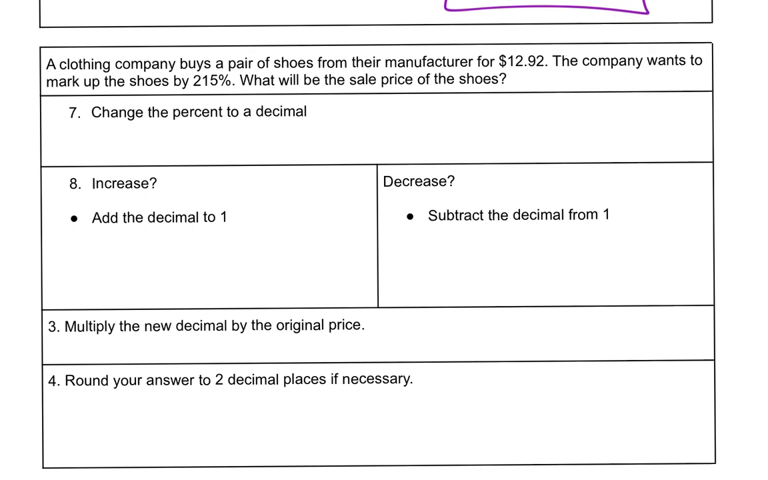All right, last one. A clothing company buys a pair of shoes from their manufacturer for $12.92. The company wants to mark up the shoes by 215%. What will be the sale price of the shoes? So first we're going to take our 215% and change it to its decimal form by dividing by 100, which is 2.15. It's a markup, so this is going to be an increase.